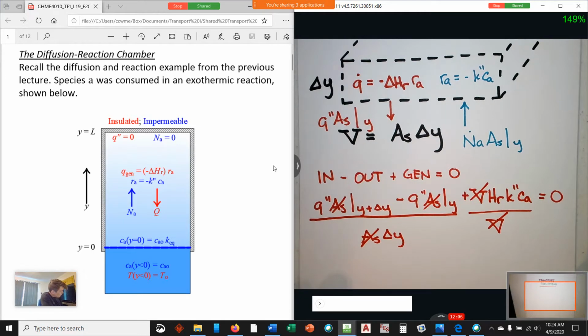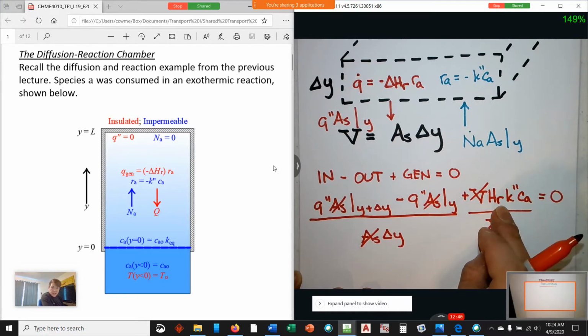All right, and it looks like for heat transfer we have Q double prime evaluated at Y plus delta Y minus Q double prime, the heat flux, evaluated at Y, plus the heat of reaction times the reaction rate, generating heat, all over delta Y. And if we take the limit of this function as any delta length scale goes to 0, we're going to see that we have state 2 minus state 1, so we have dq dy plus the heat of reaction times the reaction rate equals to 0.